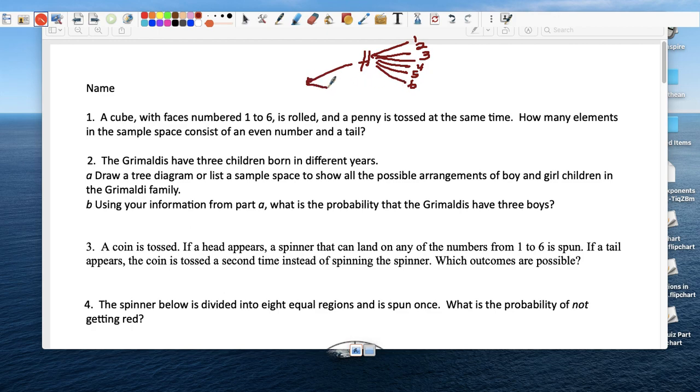But if you flip the coin and you got a tail, you don't get to spin a spinner. You get to flip a coin again. So with that, you can either have tails and tails or tails and heads. What are the outcomes that are possible? Well, H1, H2, H3, H4, H5, H6, TT and TH. Those are all the possible outcomes.